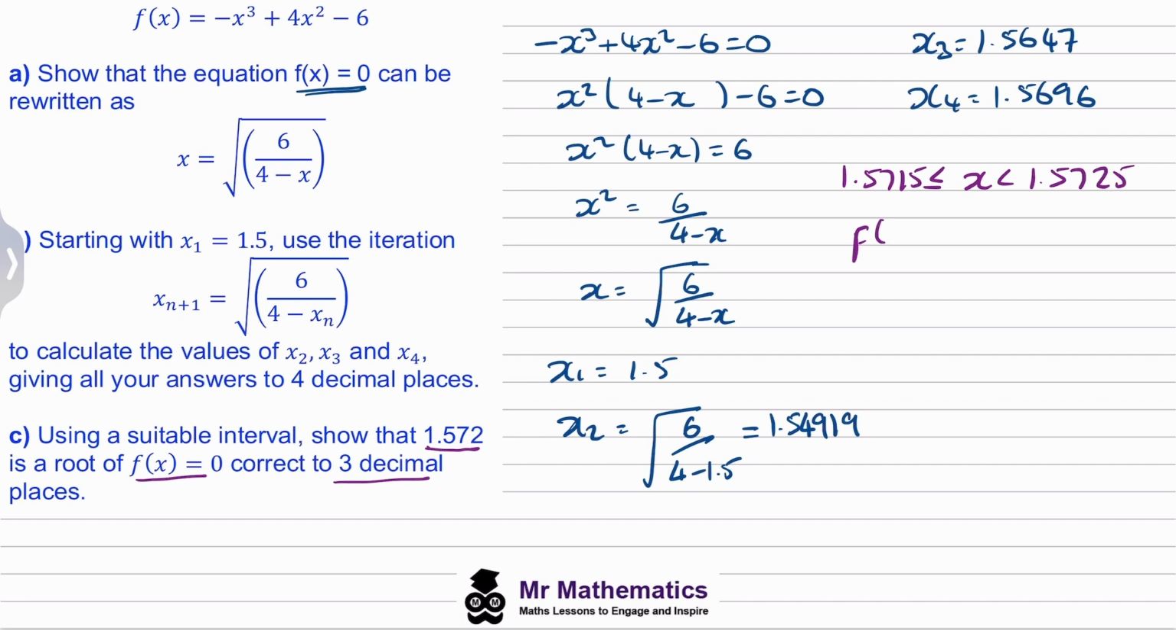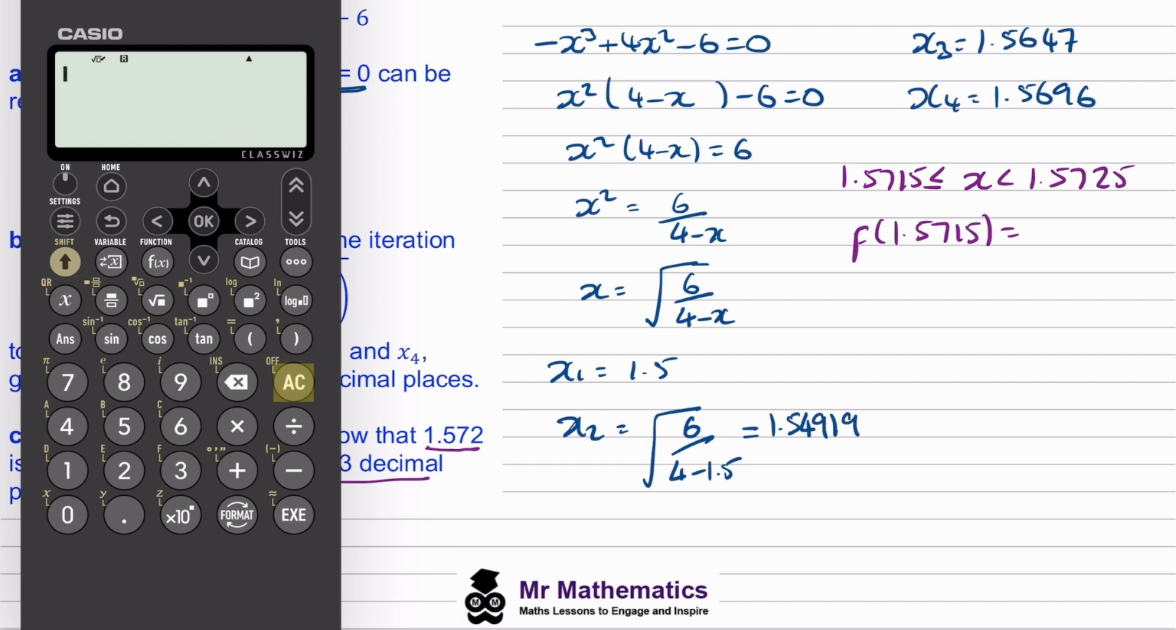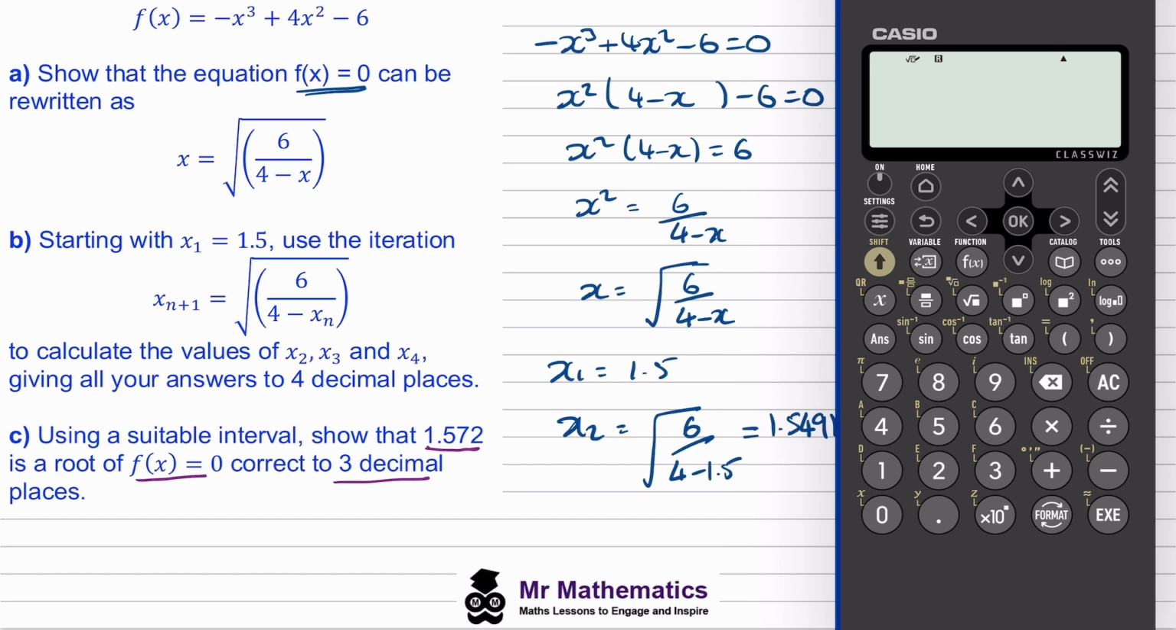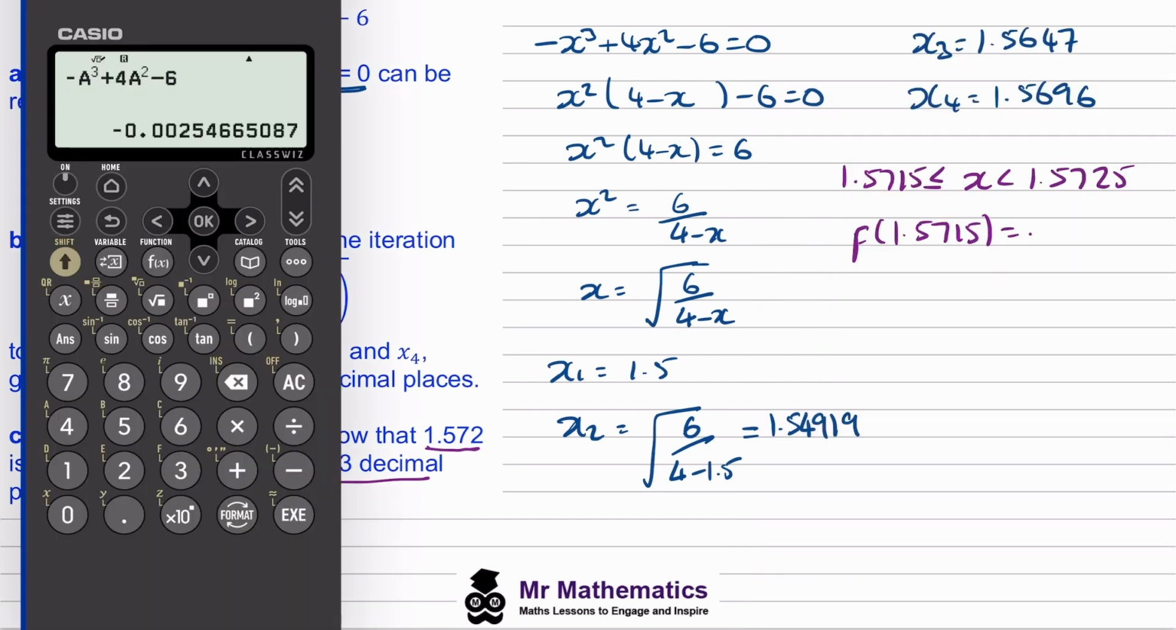So we work out the function of each of these values. We substitute each of them into the original function of x. Now I find it much easier to enter this value of x and to store it as a variable. So if we have 1.5715 and we enter that as a variable a, then all we need to do is negative a cubed plus 4a squared minus 6, and we get negative 0.0025.